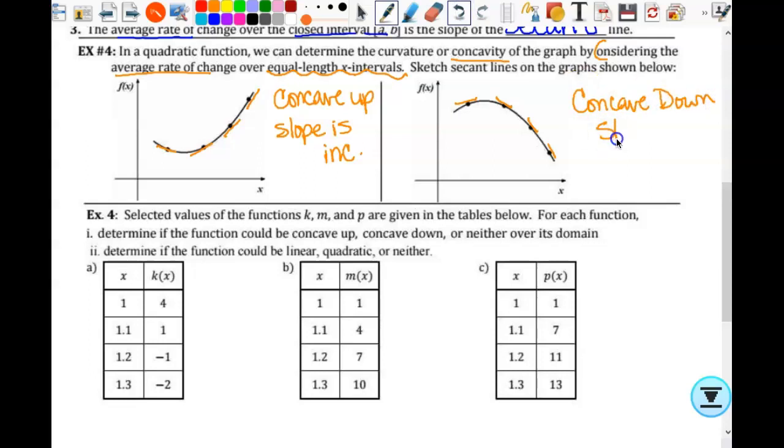And slope is decreasing. Also notice that when it's increasing, the little line segments are underneath the graph, and when it's decreasing, the little line segments are on top of the graph. Okay, just another way to look at it.